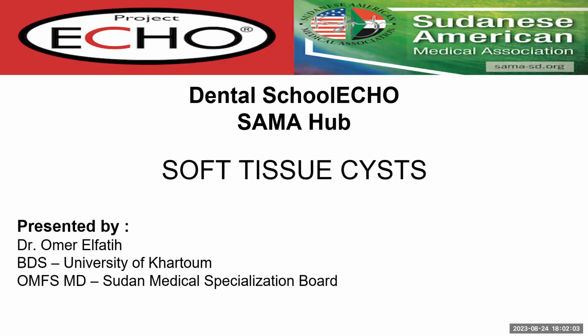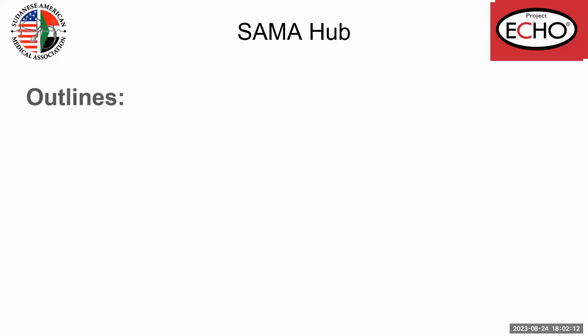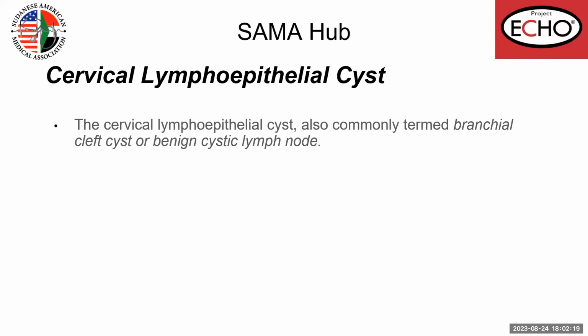The last entity we have is soft tissue cysts. Mainly we'll be talking about the clinical features and histopathology of soft tissue cysts. The first one is cervical lymphoepithelial cyst, termed as branchial cleft cyst or benign cystic lymph node.